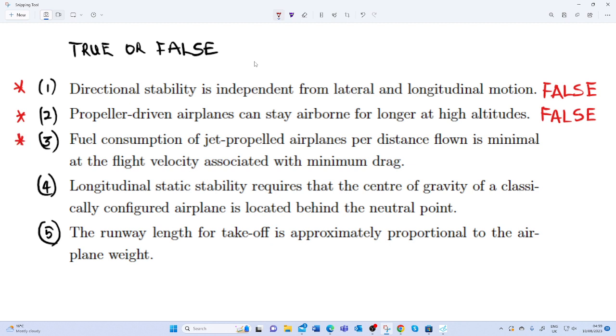Three, the fuel consumption of a jet-propelled aircraft per distance flown is minimal at the flight velocity associated with minimum drag. Once again, the fuel consumption of a jet-propelled aircraft per distance is minimal at the flight velocity associated with minimum drag. This is false, because fuel consumption of a jet-propelled aircraft is not minimal at the flight velocity associated with minimum drag.